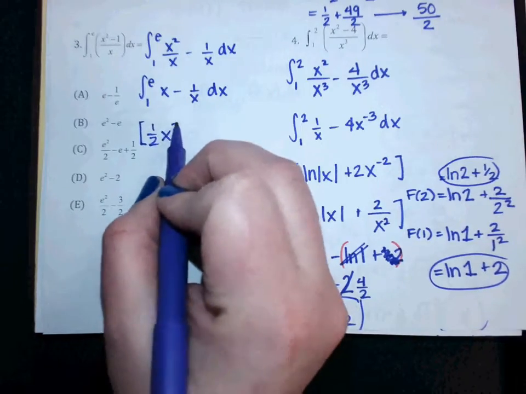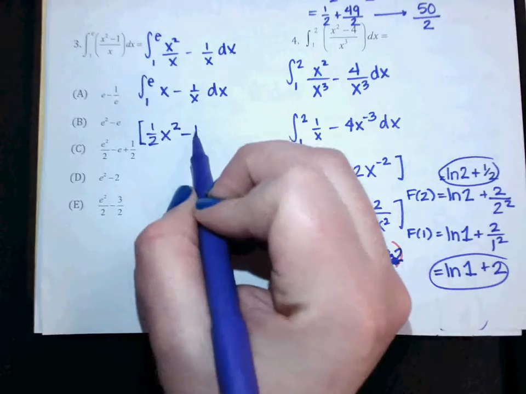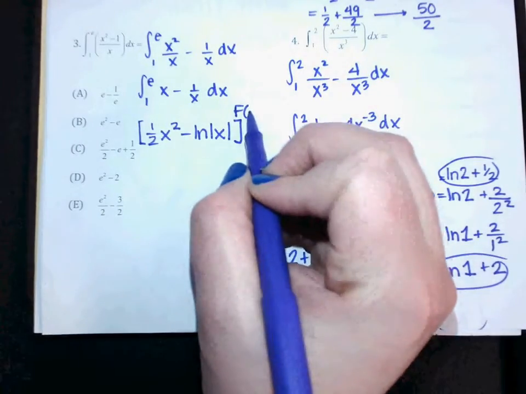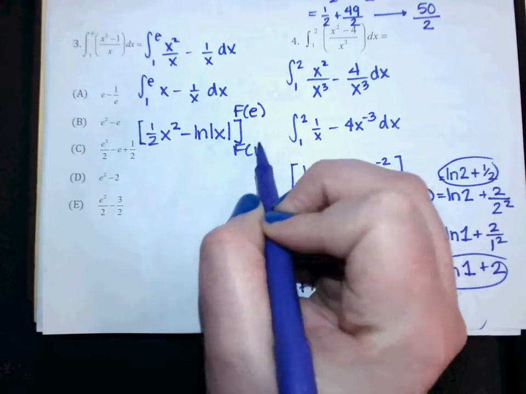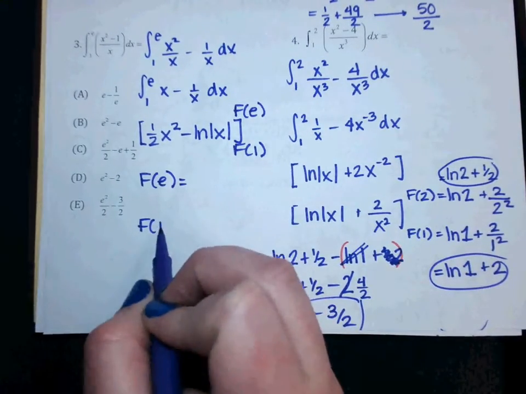1/2 x squared. What's the antiderivative of 1 over x? Minus ln absolute value x. Okay, then we're going to plug in e and we're going to plug in 1. Now, I'm going to do these down here below so I don't run out of room.